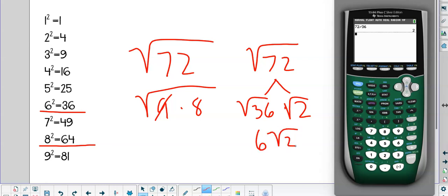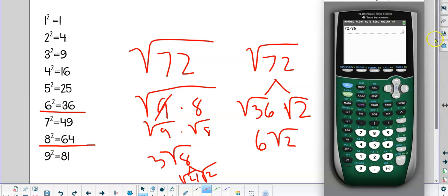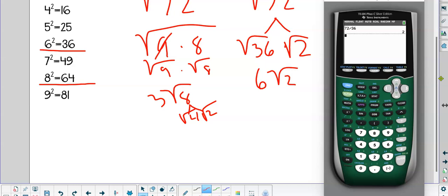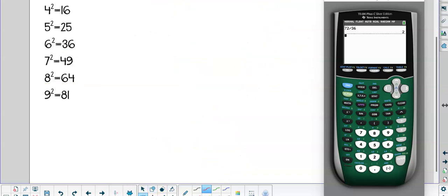So let me show you if I had done this over here. If I had done this over here, I would have gotten 3 square roots of 8, but 8 has a perfect square in it, right? 8 can be written as the square root of 4 times the square root of 2, which is okay if you do that, but it's more work if you don't choose the largest perfect square factor. So what I would have gotten here is 3 times the square root of 4 times the square root of 2, and this is 2. So I would have gotten 3 times 2, which is 6 square roots of 2, which is exactly what I got before, but with a lot less work. 6 square roots of 2.